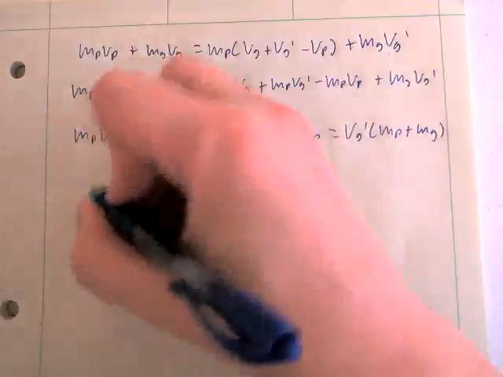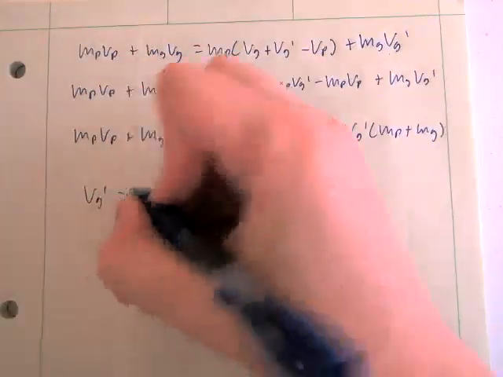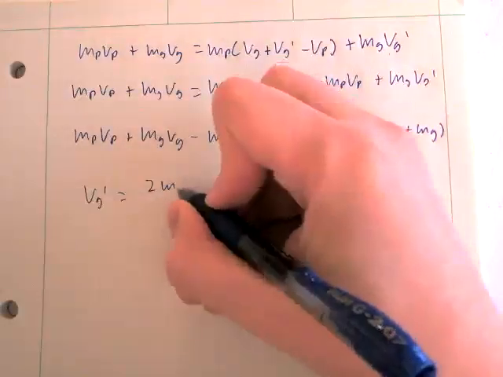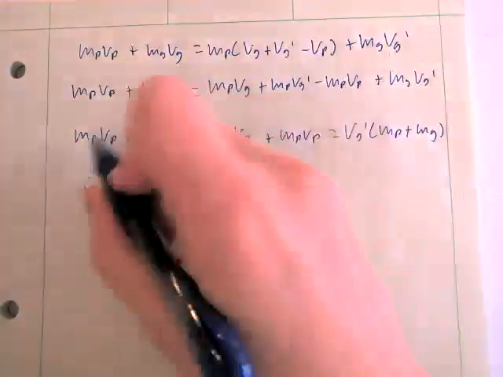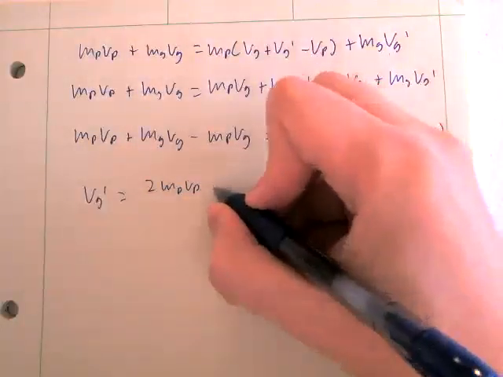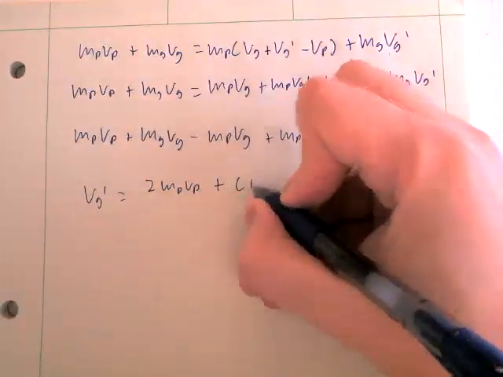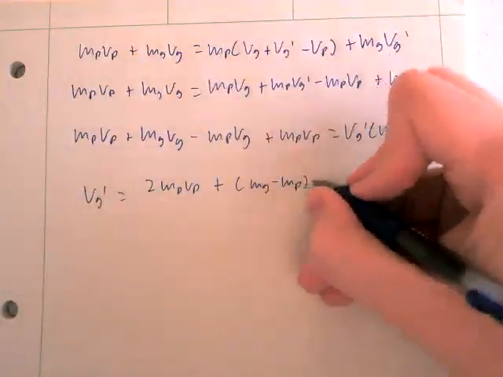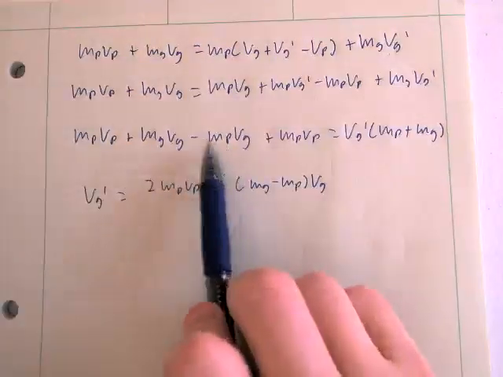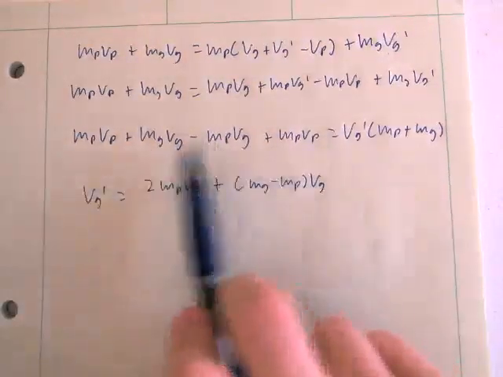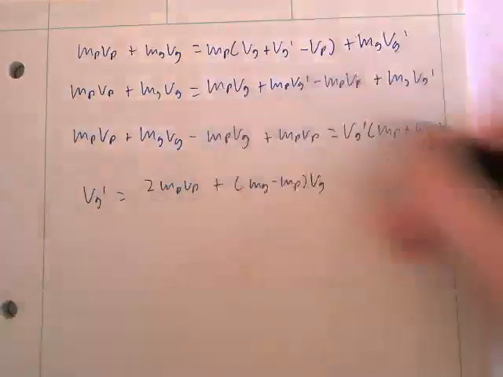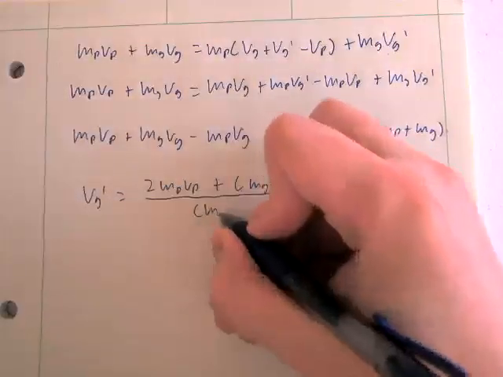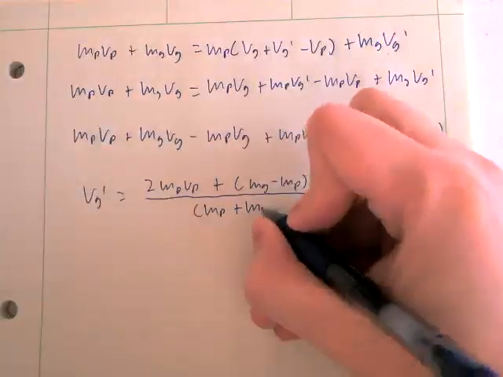Vg prime. So as it turns out, Vg prime, the velocity of the goalie afterwards, is going to be this. We have two MP VPs, right? Here's one, here's the other, plus mg minus mp times vg, right? And these two terms together, they both have a vg in them, so I'm pulling that out. Mg minus mp, and then we divide this whole thing by the total mass, mp plus mg.